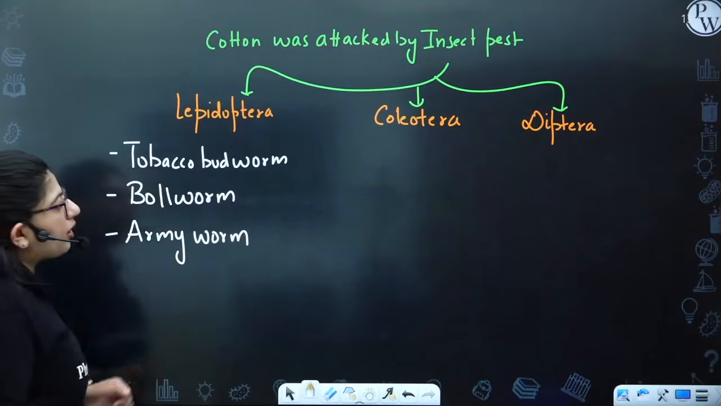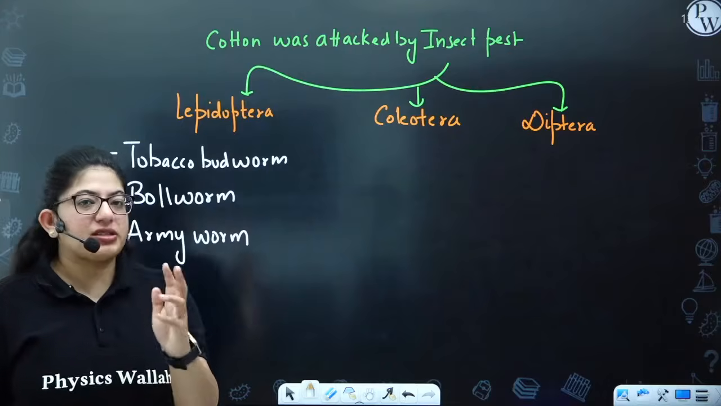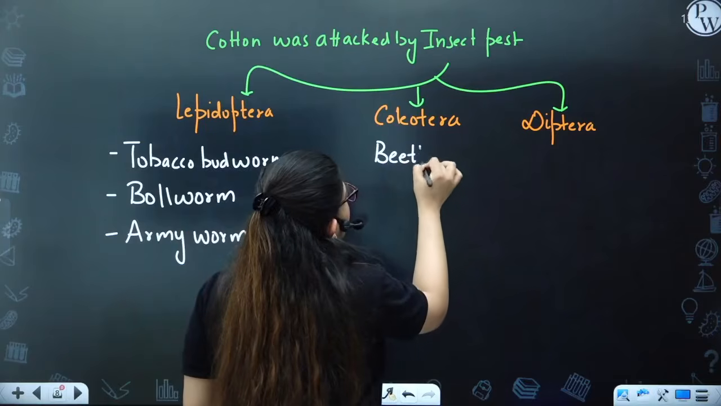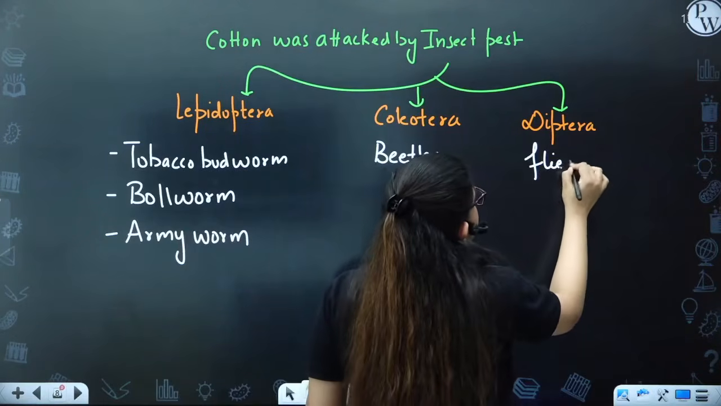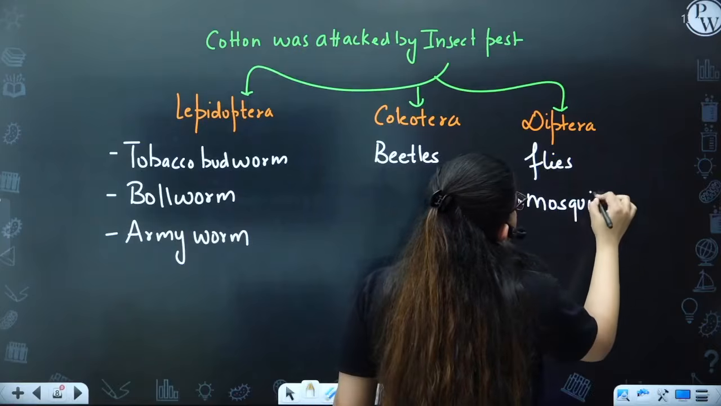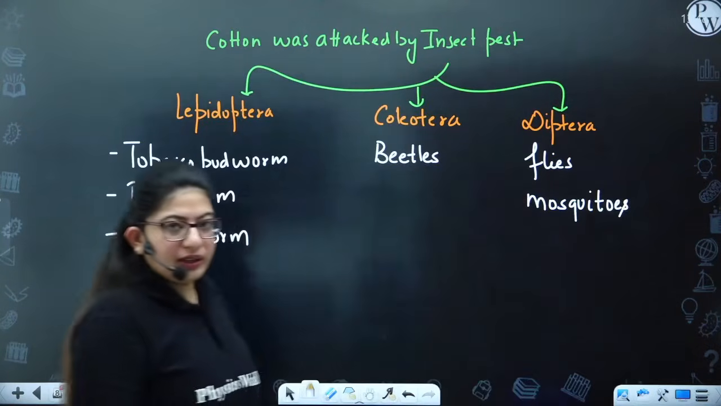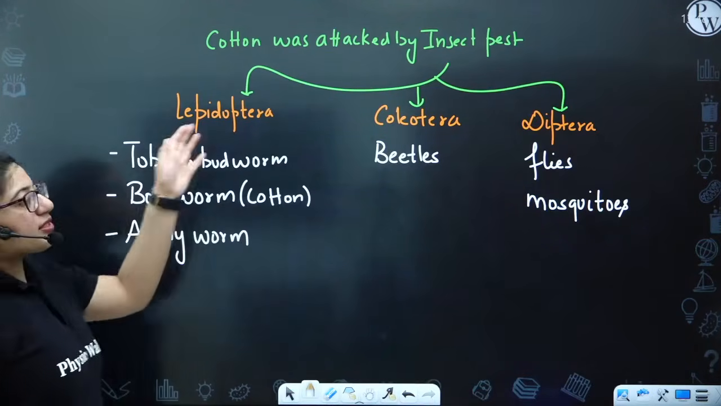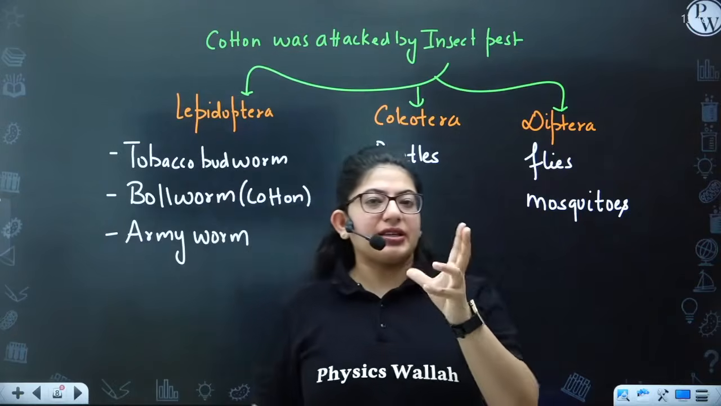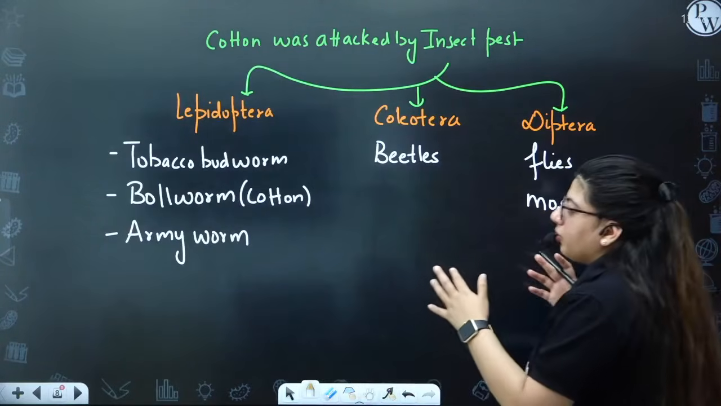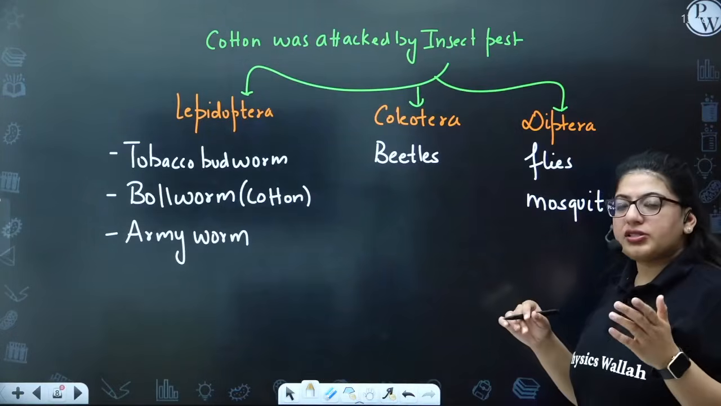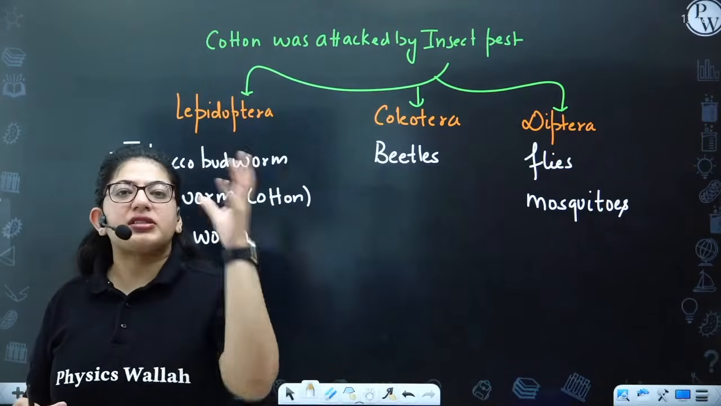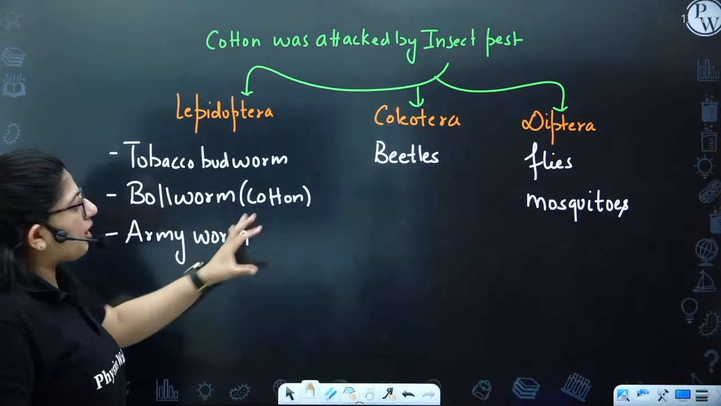So if someone asks you what the insects that can be pests are, these are the three types of pests I've told you. Then in Coleoptera, we have beetles. They also destroy your plants. And Diptera contains flies and mosquitoes. Yes, they also destroy your plants. So for cotton particularly, we have the bollworm. Cotton was attacked by insects, and insects have further orders which are basically pests. So if someone asks you out of which orders the pests are most common, you will say these are the ones, right?